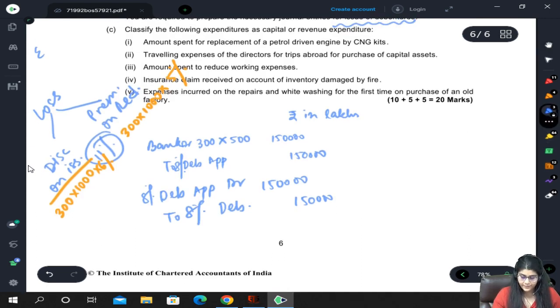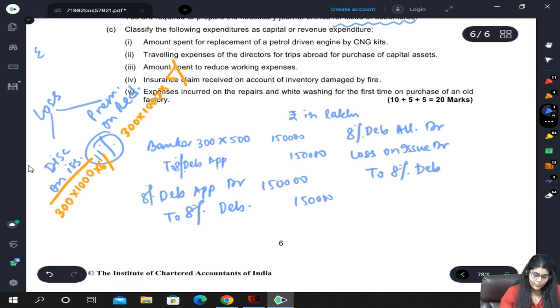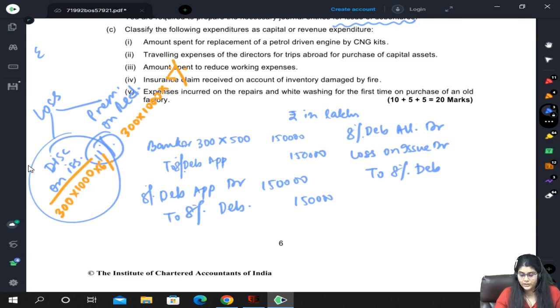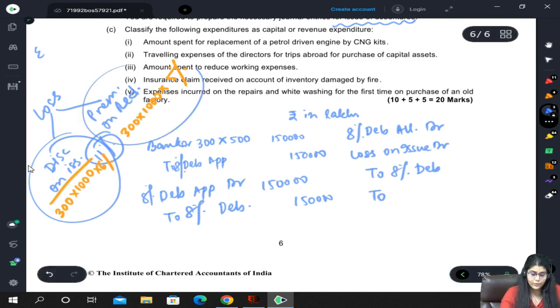What will the journal entry be? We will create the allotment and we will book the loss. Now this will be transferred. The discount portion and the allotment portion will go to the debentures account. And the premium portion will go to a separate account called premium on redemption account.